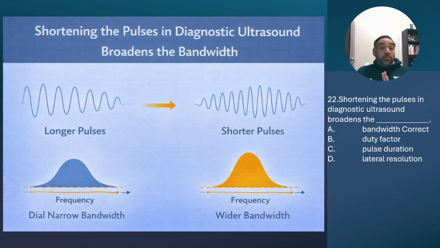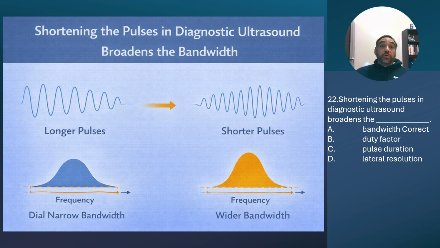So in ultrasound terms, heavy damping relates to short pulse. Short pulse relates to broad bandwidth. And broad bandwidth relates to better axial resolution. So if you shorten the pulses, that broadens the bandwidth. And let's look at the other answers.